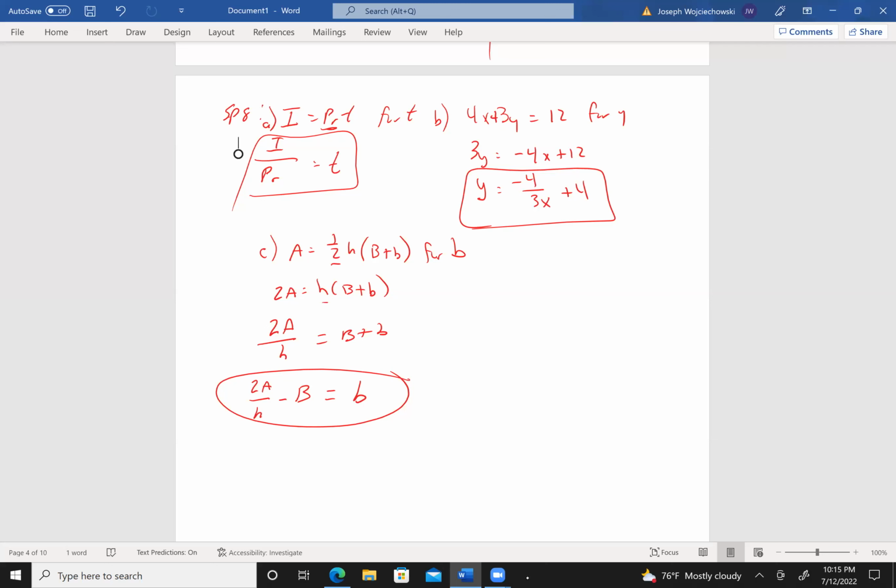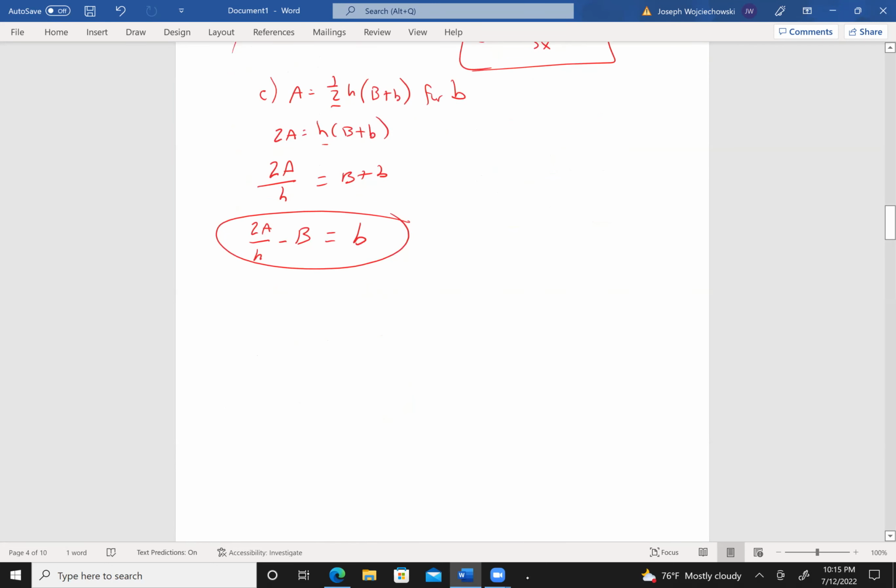Okay, now we have one more. Number 9. Then we have 3x minus w equals ax plus z. And we want to solve for x. So the first thing I need to do is get all my x's on one side. So I have 3x minus ax minus w equals z. Go ahead and get this w here on the other side. 3x minus ax equals w plus z.